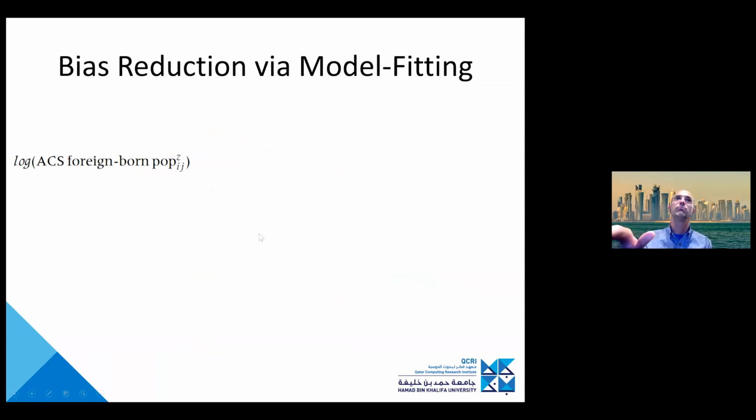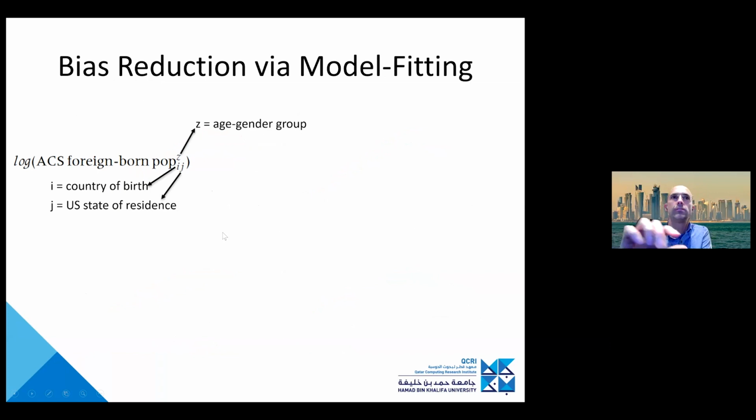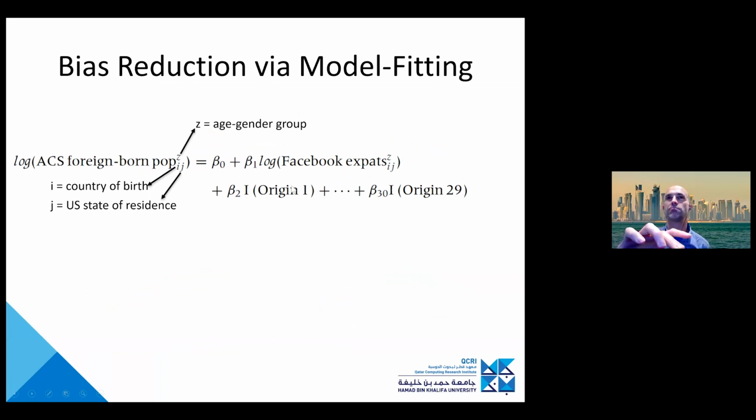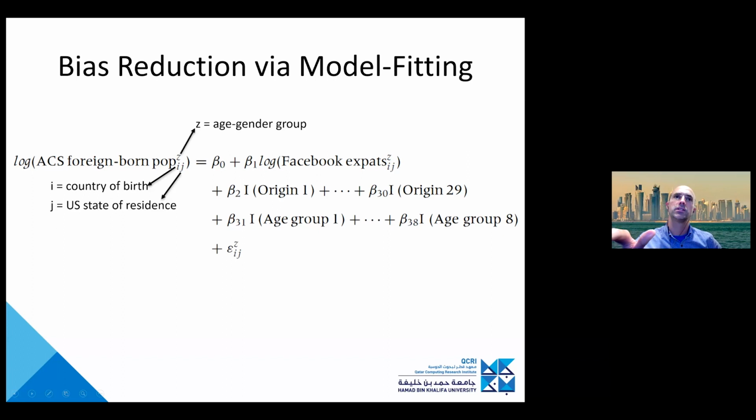So this is what we tried to do here, right? So here we now try to build a simple regression model that tries to predict the official statistics using mostly data from Facebook. So here we are trying to predict how many people from a particular country of origin are living in a particular country of residence in a particular age-gender group using the data from Facebook. But then we correct for certain biases. So we correct for certain biases where we know maybe we are overestimating Mexicans and underestimating Germans or something like this. And maybe we are underestimating older people and overestimating younger people using Facebook data.